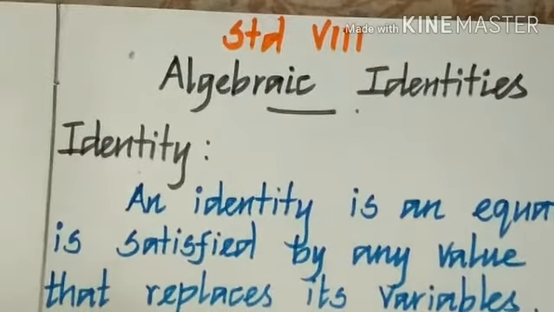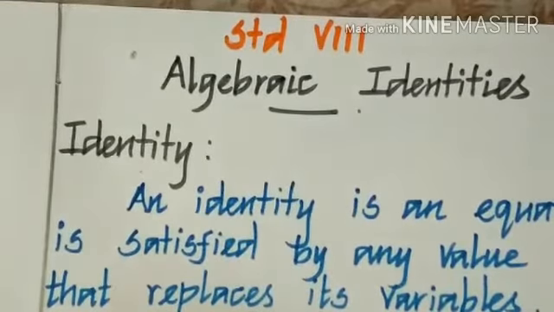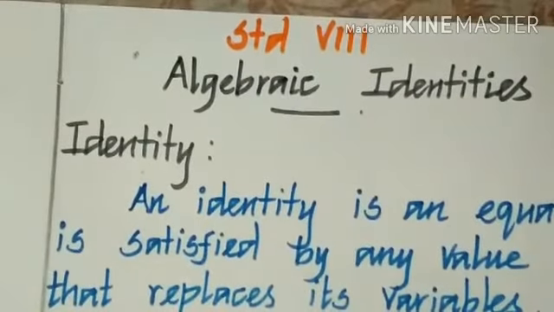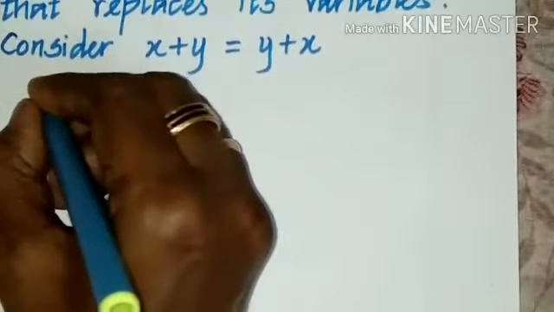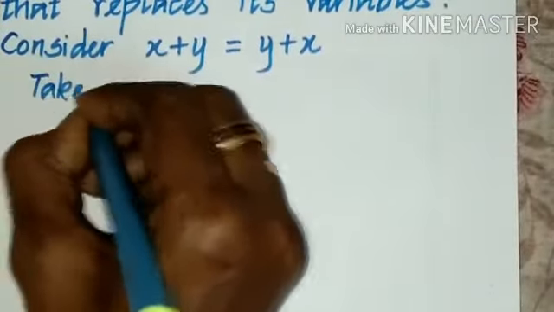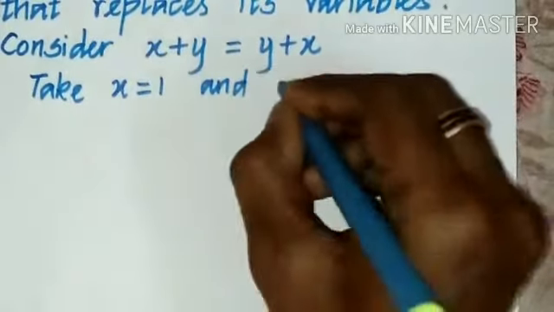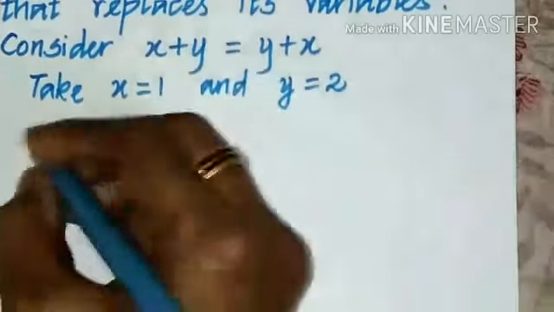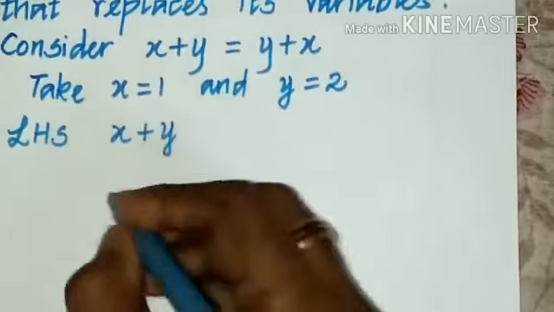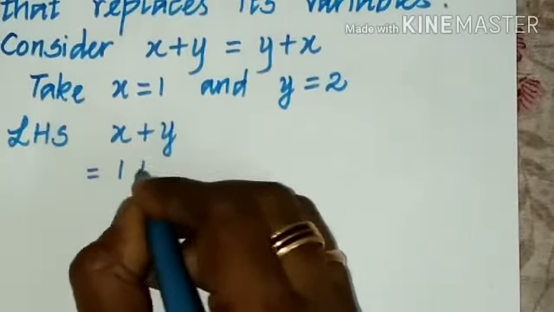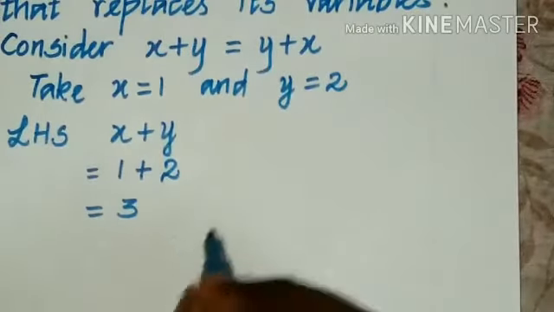First consider x plus y is equal to y plus x. Take x equal to 1 and y is equal to 2. Now you take left hand side x plus y. Here you have to substitute the values, so which is equal to 1 plus 2. So left hand side value what? Which is equal to 3.